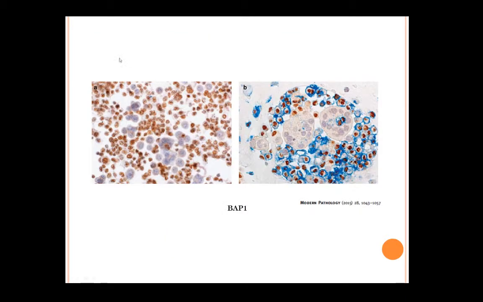Also, BAP1 can be used in cytologic specimens in cell blocks. As shown in the picture, the malignant mesothelial cells are negative for BAP1. However, the background inflammatory cells express BAP1.